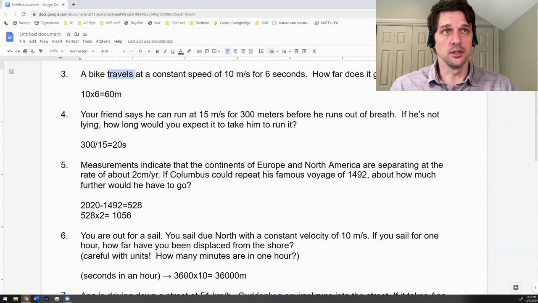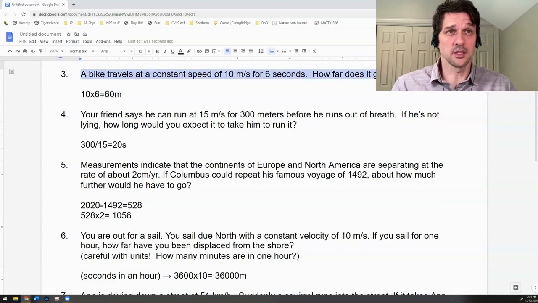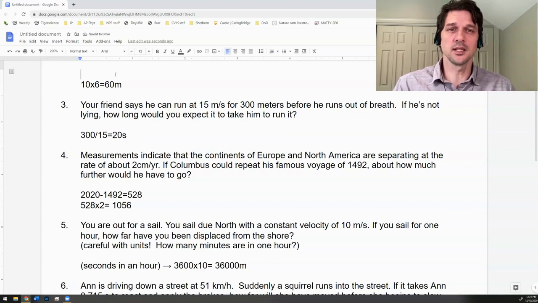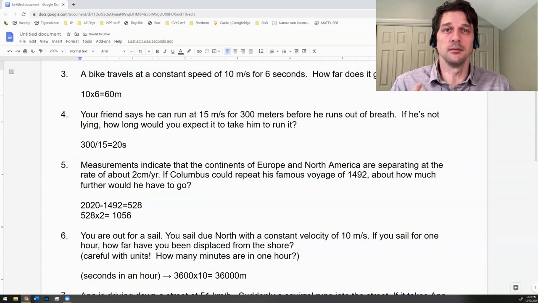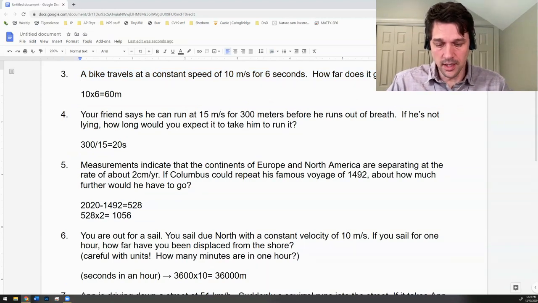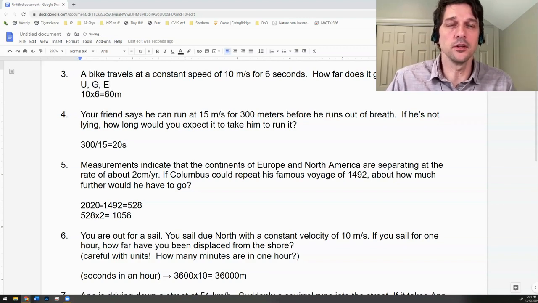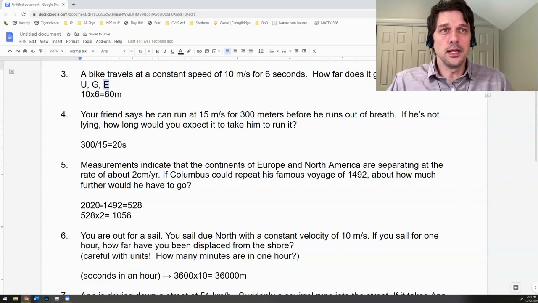For example, imagine the person who's looking at this didn't see the question and just saw 10 times 6 equals 60 meters. Okay, 10 times 6 is 60, but that doesn't tell anything about the situation. The work being shown should communicate what's going on in the problem. So in order to do this, we need to have stated the unknown, the given information, and also the equation that you're going to use. You don't need to actually write the letters U, G, and E, but you do need to provide that information.